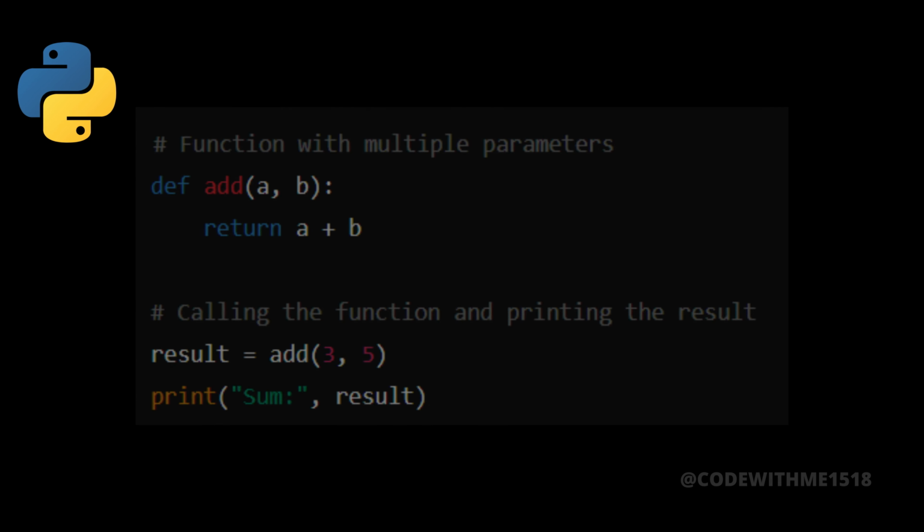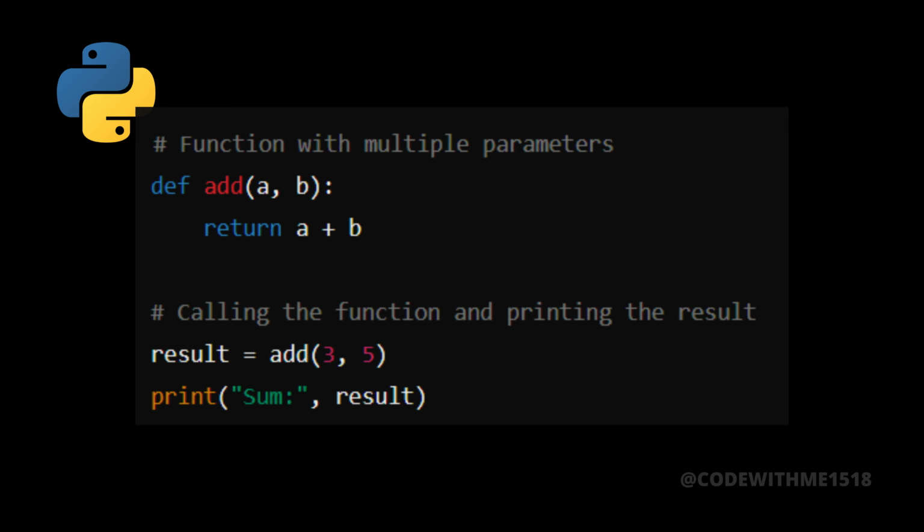The add function takes two parameters, adds them together, and returns the result. Using return allows the function to give back a value that can be used later in the code.